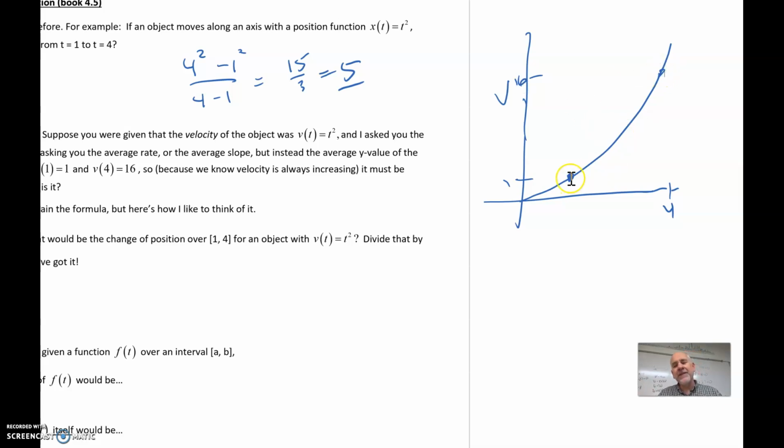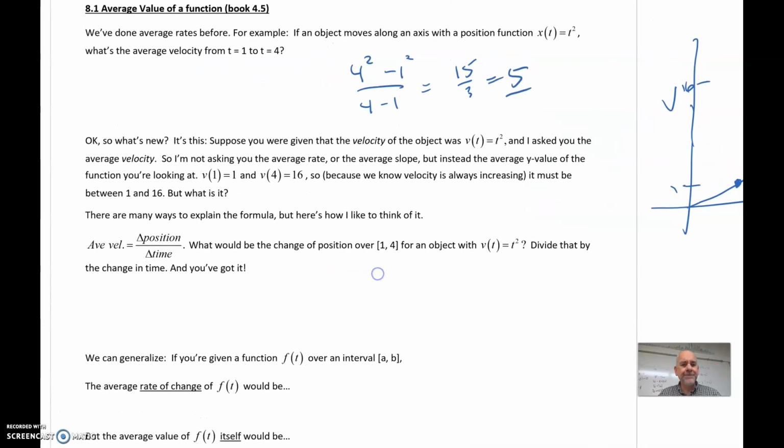If you try a straight line approach, it's traveling slower initially than the straight line approach would suggest. There's a formula for finding the average y value of a function that you're given, rather than the average rate. The mean value theorem was average rate, and this is the average value of a function itself. Here's how I like to think of it. Think about this velocity situation.